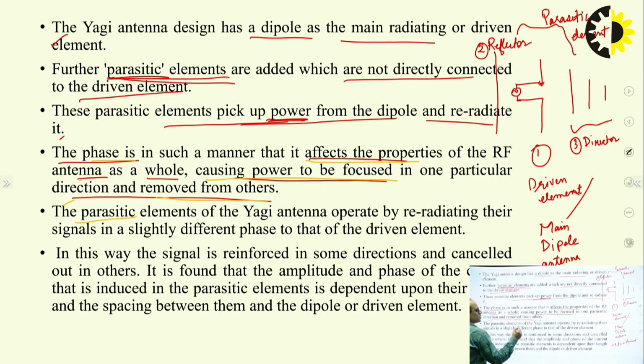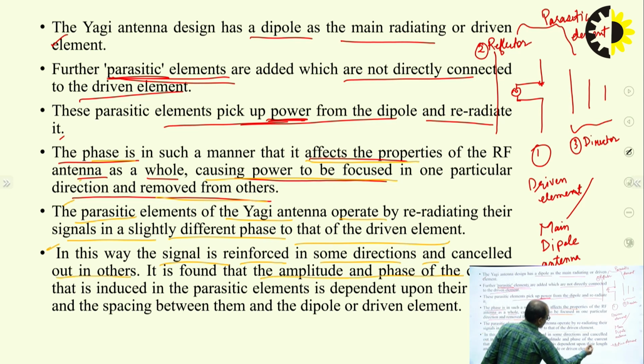The parasitic elements of the YAGI UDA antenna operate by re-radiating their energy in a slightly different phase to that of the driven element. In this way, the signal is reinforced in some direction and cancelled out in the other direction. Therefore, the amplitude and phase of the current which is induced in the parasitic element is dependent on what?